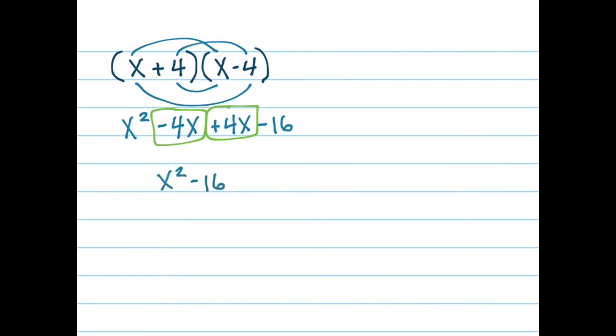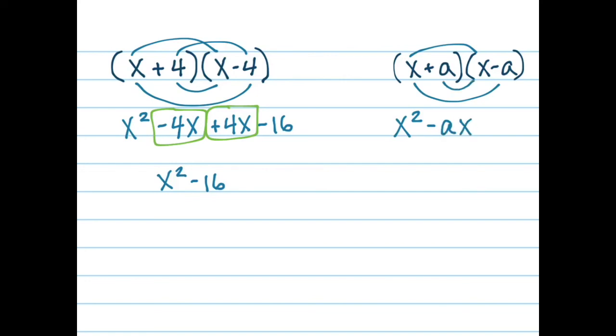So I'm going to be left with x squared minus 16. What we can think about is that same idea of trying to make a shortcut when we see this type of a problem. So let's make it x plus a, x minus a. So if I'm going to multiply first, x squared, outside minus ax, inside plus ax, and last minus a squared. When you combine all of the like terms, those are going to cancel, and we're going to get x squared minus a squared.